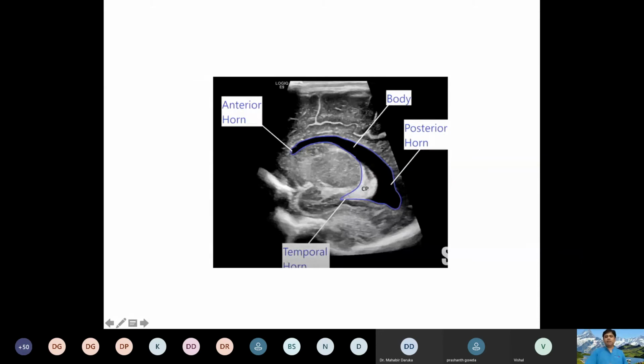So that's how you differentiate. That is one of the ways you can differentiate, because you are trying to see through the occipital horn when you go through the posterior fontanelle.